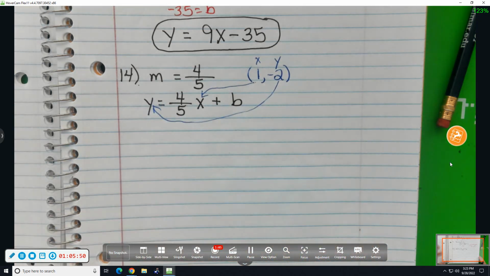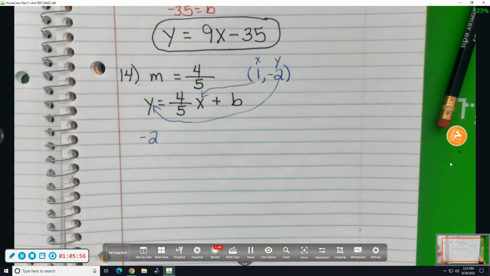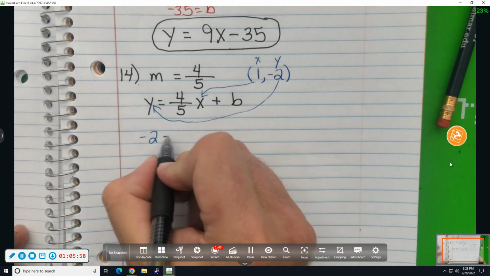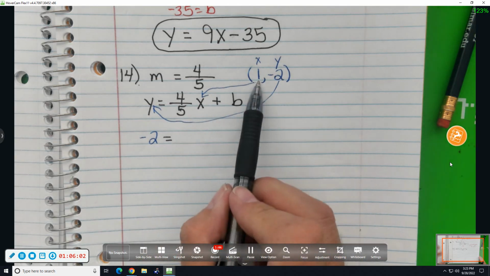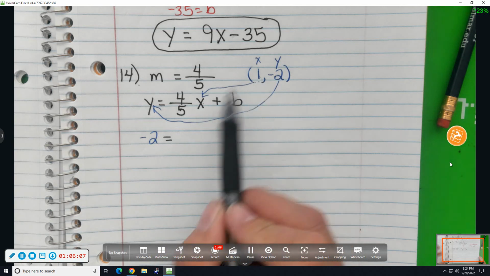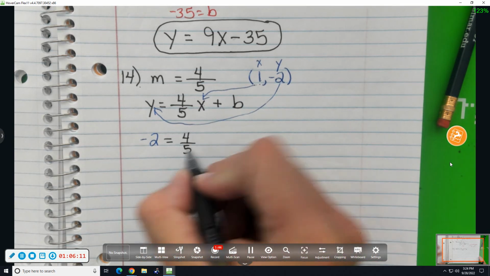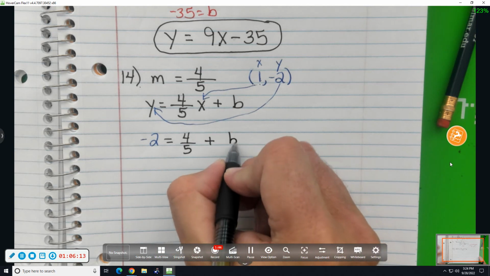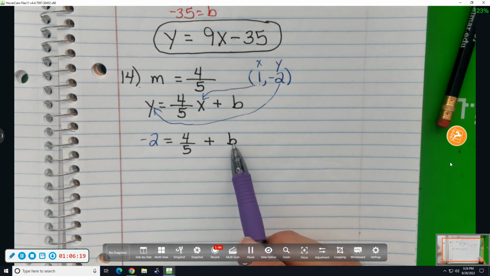This is going to be a little bit messier. We would have negative 2 equals, well, 4 over 5 times 1. What's that going to be? 4 over 5 plus b. And it's a matter now of how do you want to solve this for b?